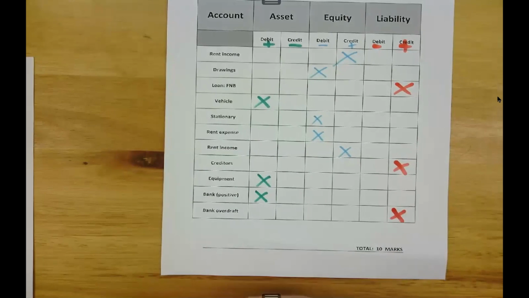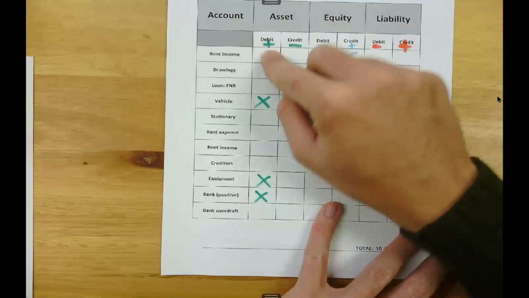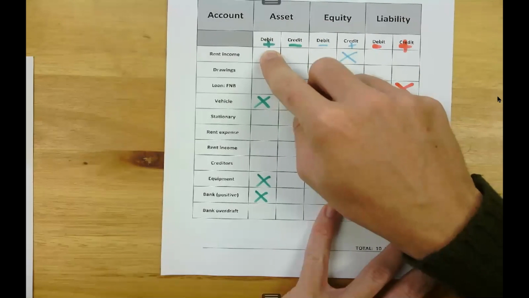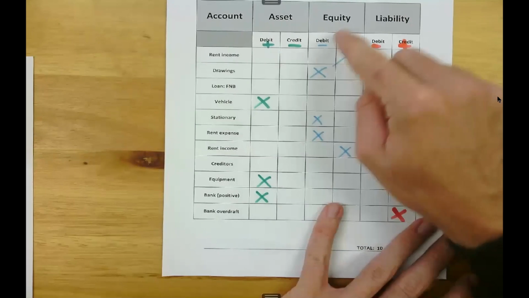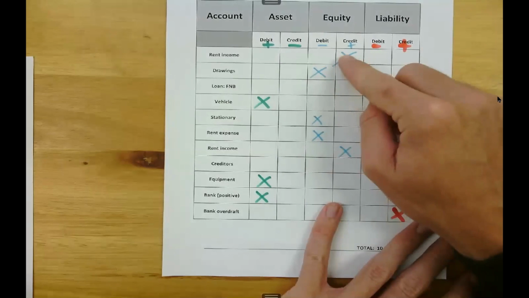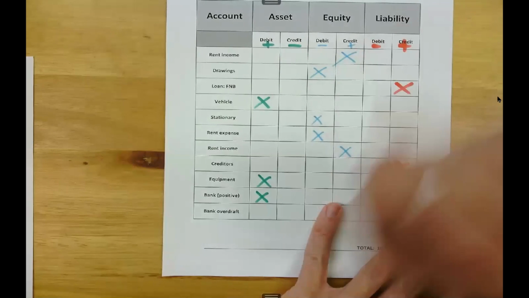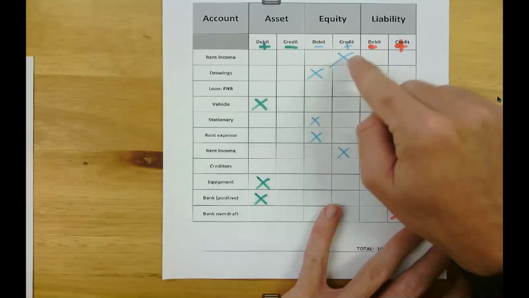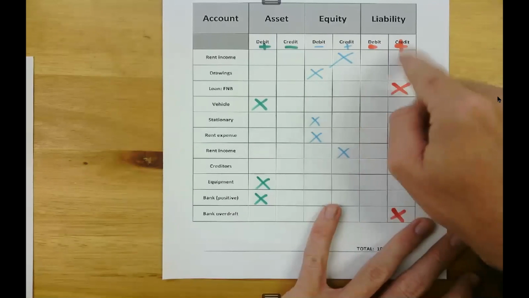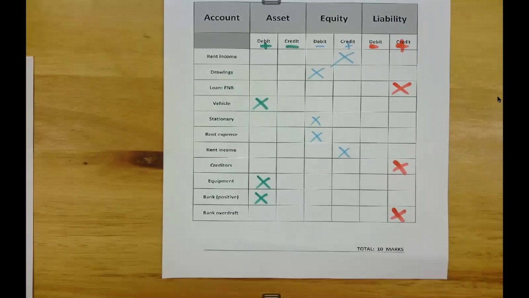And that's the whole table. Now, I went through it quickly, but if you remember that assets become more on the debit side and decrease on the credit side, equity decreases on the debit side and increases on the credit side, and liability is the same as equity, decreases on the debit side and increases on the credit side, you will be fine. That's all I really want you to realize at this point.